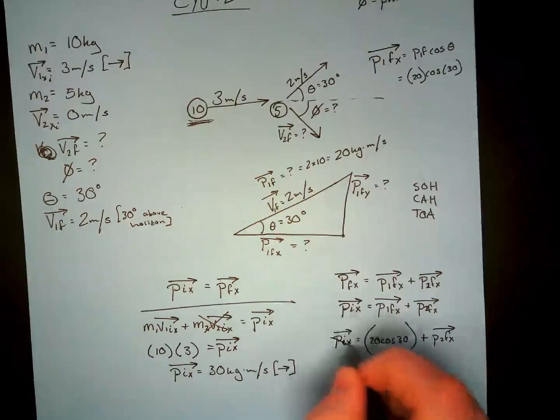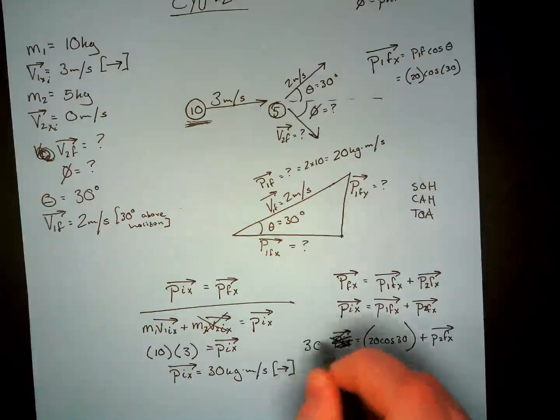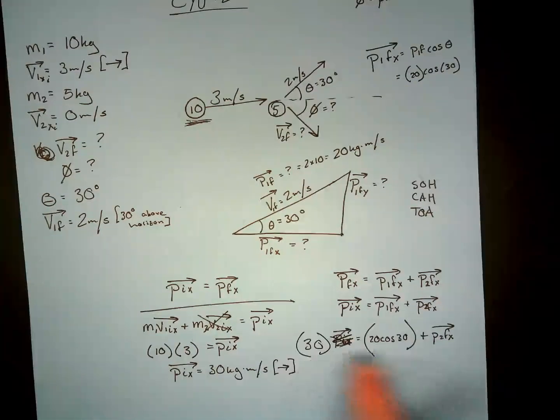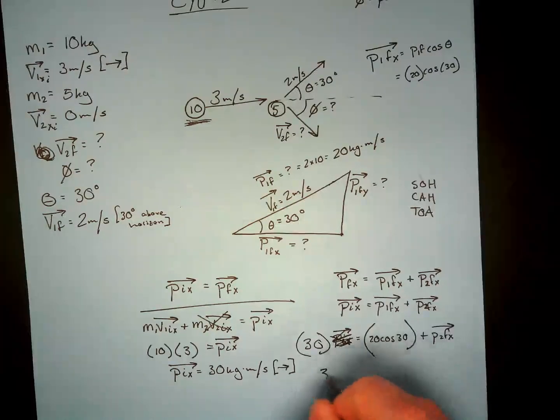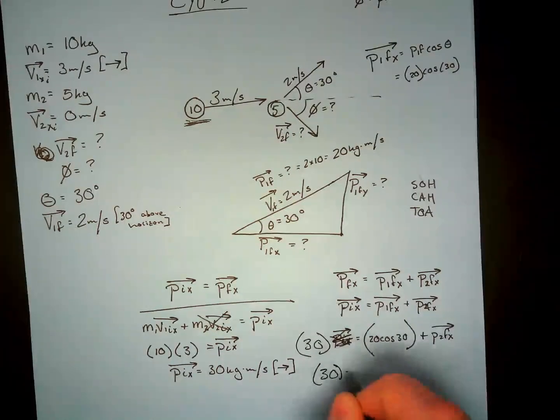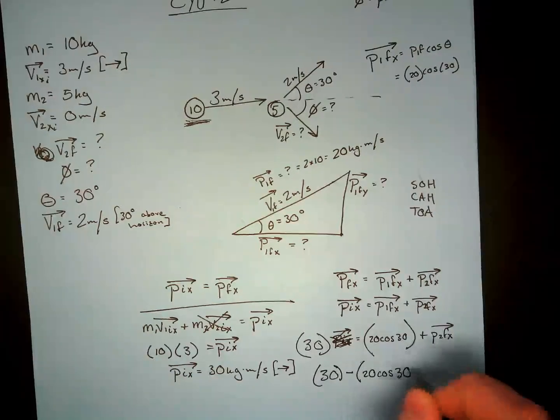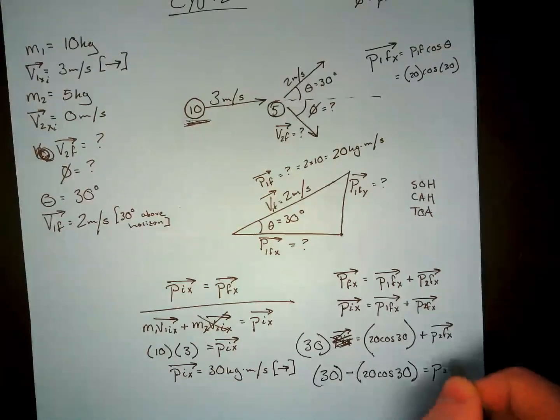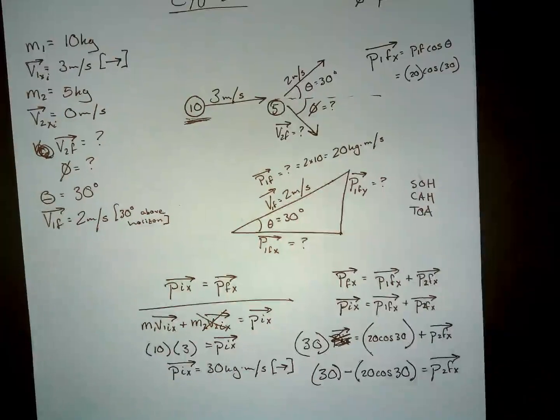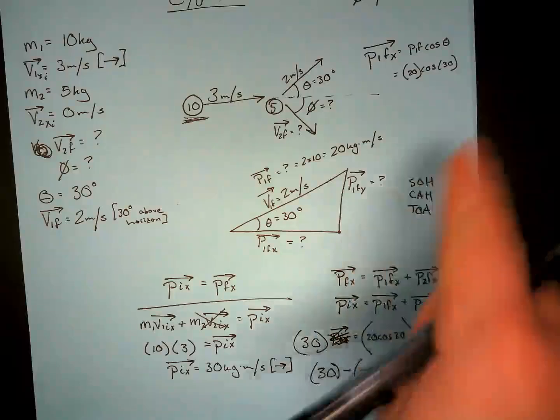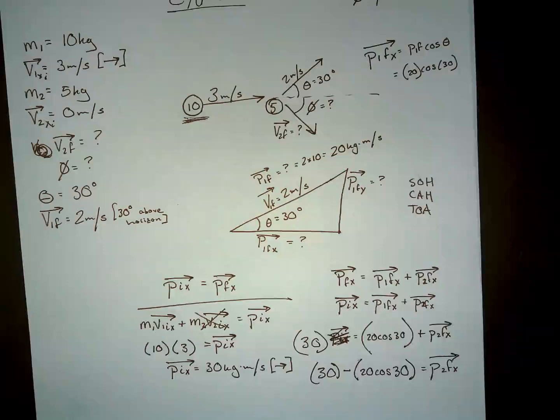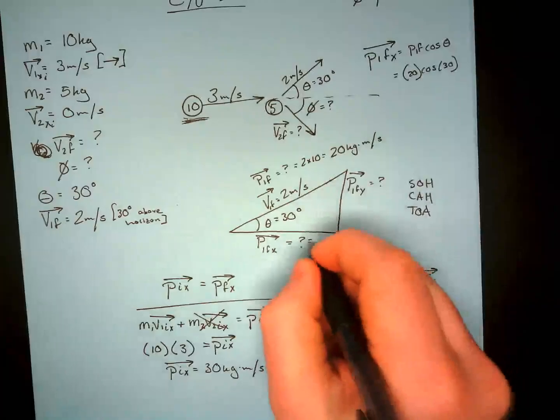We'll add, this will become now 30, or it is 30, I should say. It is 30. So then we just do this. It'll be 30 minus 20 times the cosine of 30 is equal to all this good stuff. Now, real quick, I know I'm bouncing back and forth from all this stuff. Real quick, this one we can just solve.